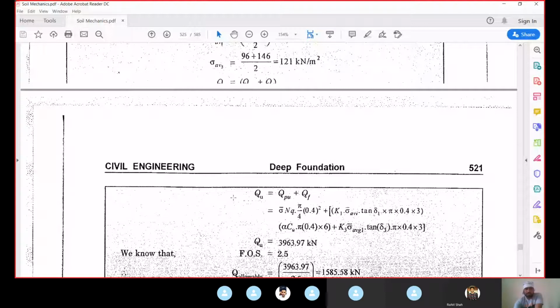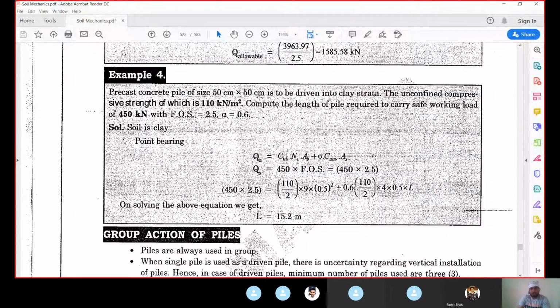So moving on to example problem 4, we have a precast concrete pile of size 50 centimeter by 50 centimeter driven into a clay stratum. The unconfined compressive strength of the clay is 110 kilonewton per meter square. We have to compute the length of pile required to carry a safe working load of 450 kilonewton. Assume factor of safety equal to 2.5 and adhesion factor as 0.6.